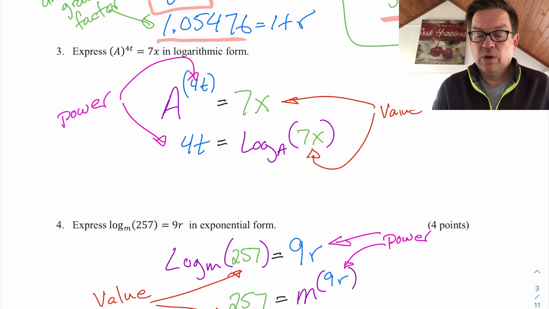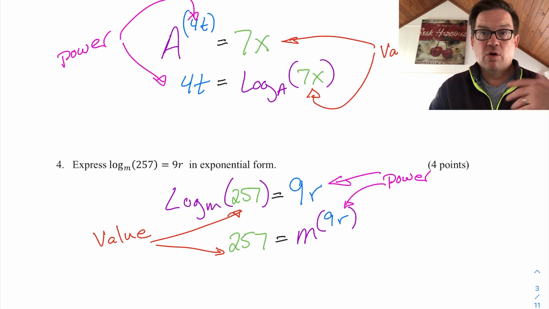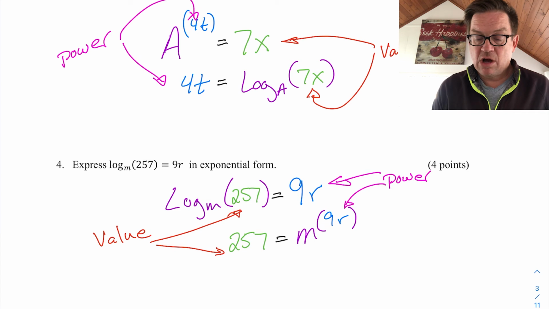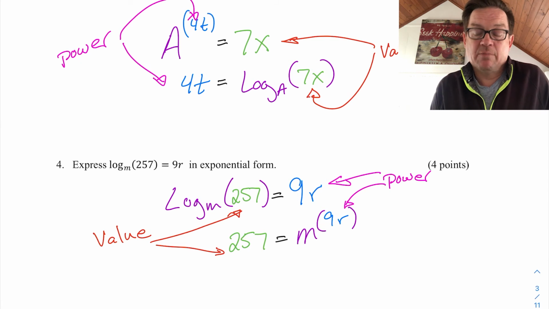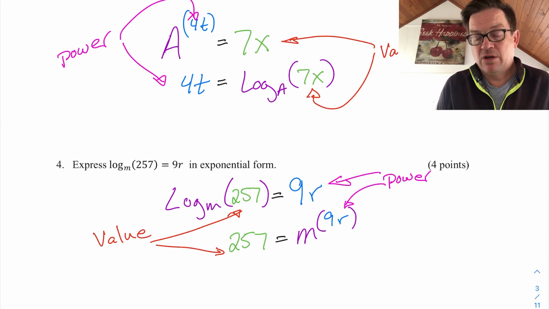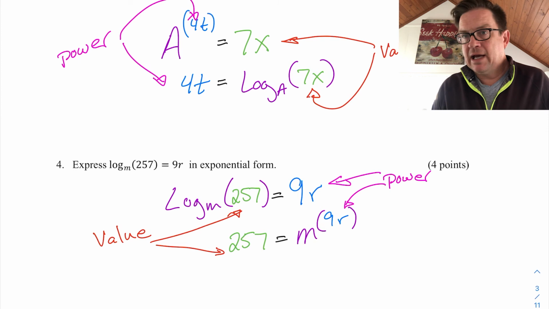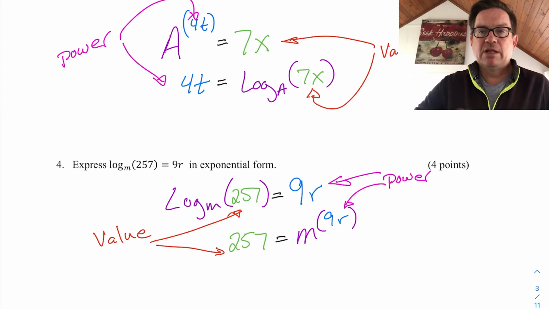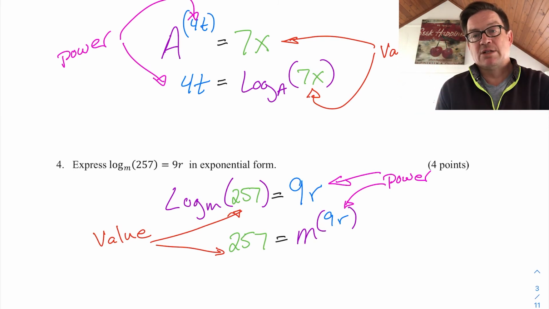And so we would change that to be the log base a of the value 7x is equal to the power 4t. And number 4 is just reversing it. We've got the logarithm base m, whatever m is, of the value 257 is equal to 9r. And so that 9r becomes the power of m. m to the 9r equals the value 257. And you can just manipulate those from the logarithm version to the exponential version.